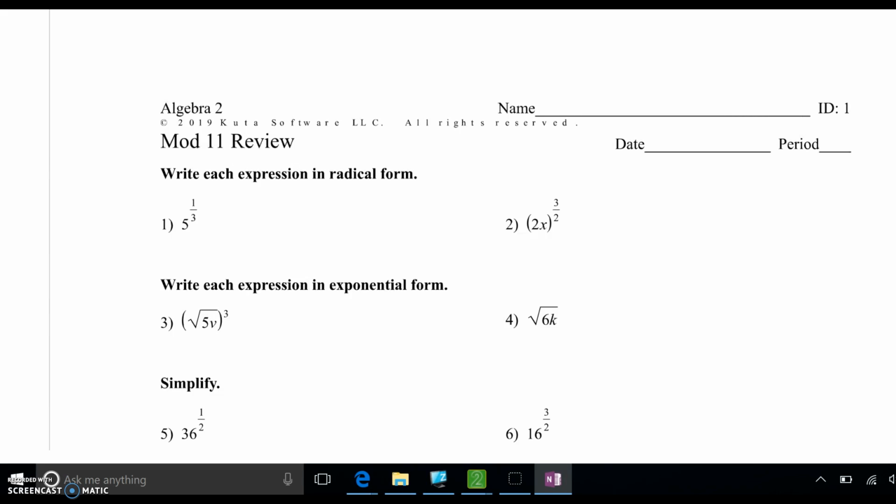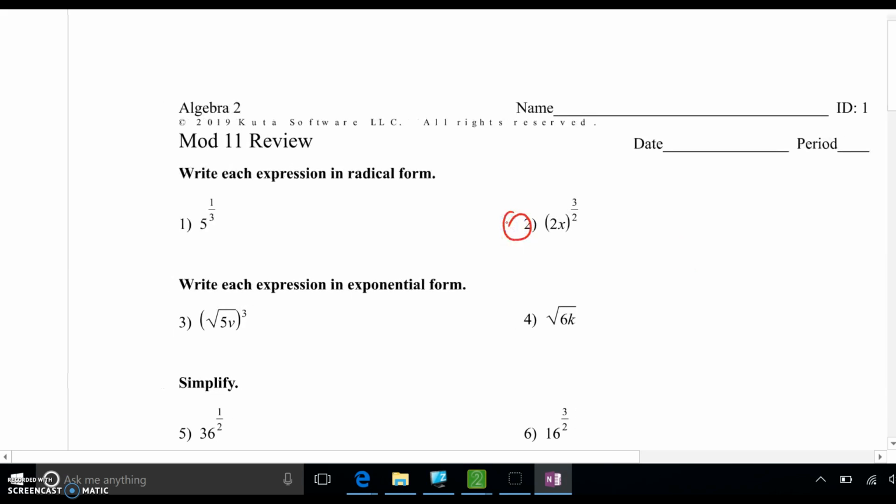Okay guys, so we're going to start off with number 2, just to remind you that we're writing it in radical form, and so the 2x would go inside the radical, and then our 2 here would be part of the root, which we don't actually have to write because it's implied with the square root, and then we cube it. Okay?